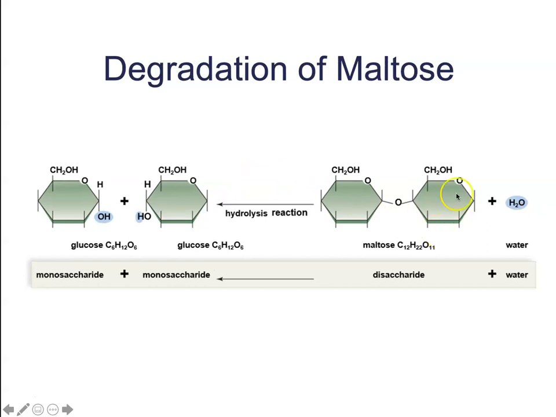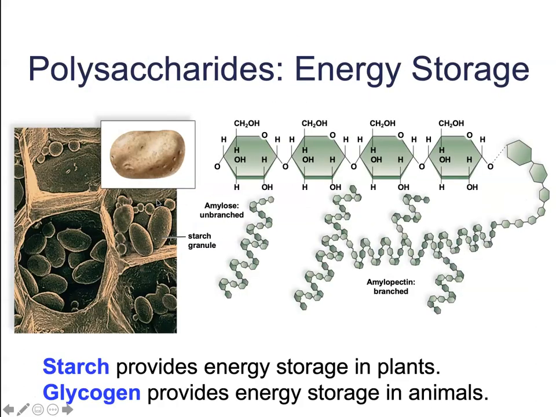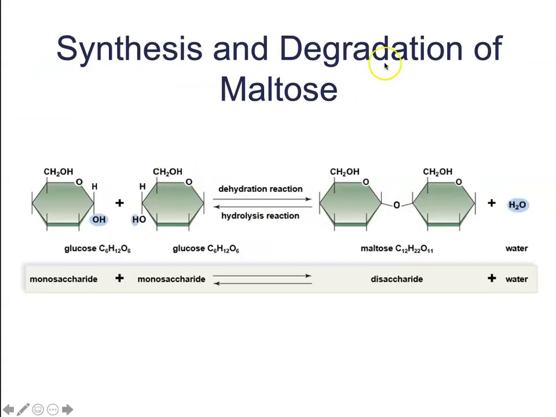If we wanted to break that disaccharide down, if we wanted to break maltose down into glucose, we would just use a hydrolysis reaction. So we're going to start off with a disaccharide, we're going to add water to it, and we're going to break that molecule apart into two glucose molecules, each containing a hydroxyl group and a hydrogen group. So the sum total would be, this slide just kind of summarizes how we move forward with a dehydration reaction, or we can move backwards and degrade that molecule using a hydrolysis reaction.